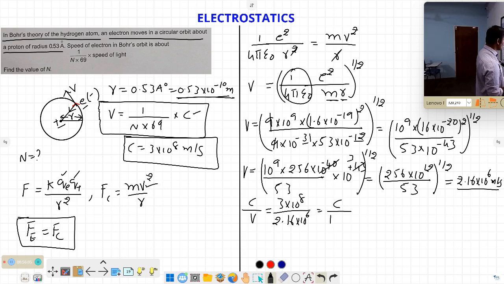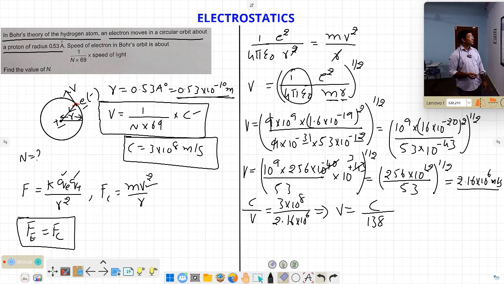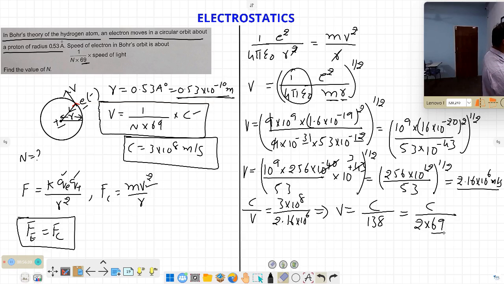So V is equal to C by nearly 138. 138 means 69 into how much? If you multiply, you will get that, that is 2 into 69. 69 into 2 gives 138. This is the form we can write.